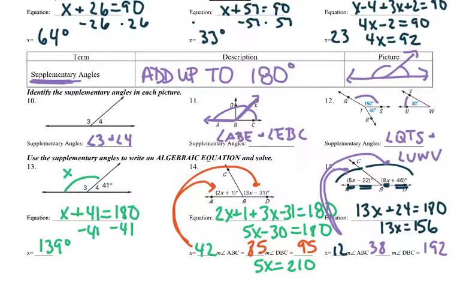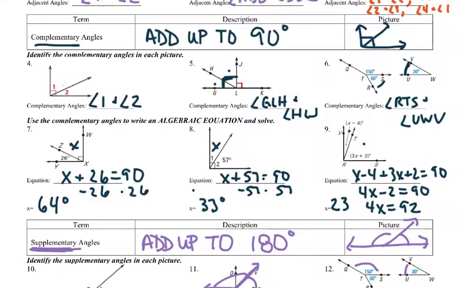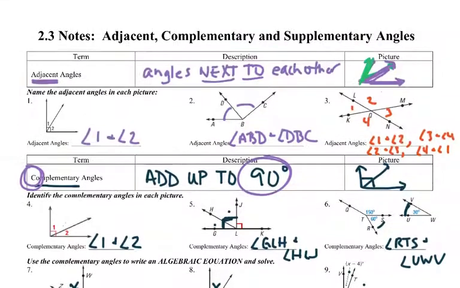So supplementary adds to 180, complementary adds to 90. And one way I remember that is C comes before S in the alphabet, and 90 comes before 180. So that's how you can remember those. And then adjacent always means next to.